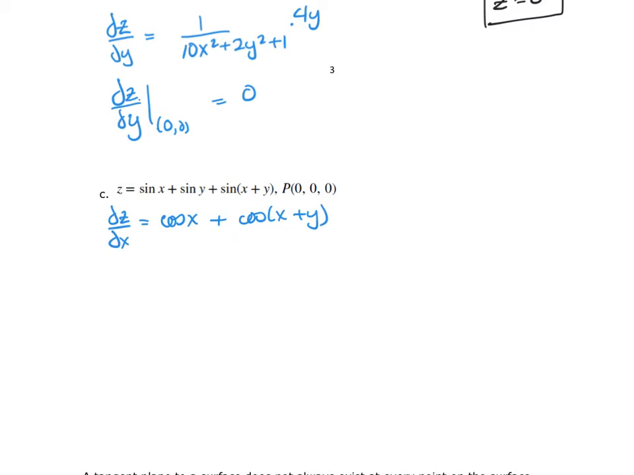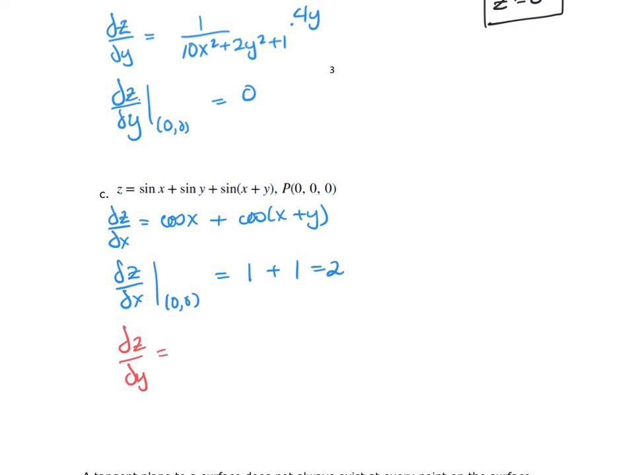And the derivative of x is 1. So that's as good as that gets. So my partial derivative with respect to x evaluated at 0, 0 is going to give me the cosine of x, or cosine of 0, which is 1, and then the cosine of 0, which is 1, so that one is 2.